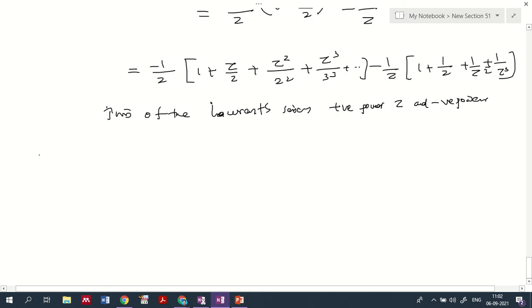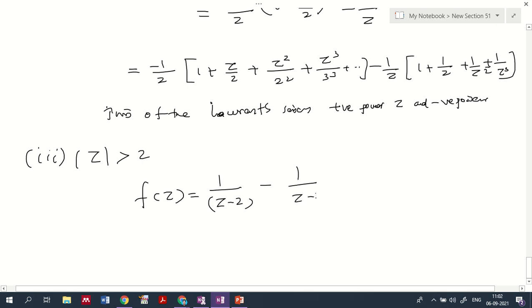Now let me examine the third case, that is mod z is greater than 2. So in that case f of z is equal to 1 by z minus 2 minus 1 by z minus 1. Now in this case mod z has the value greater than 2. So whenever you take it outside from the bracket, you have to take z outside from the bracket, that is z into 1 minus 2 by z. And again on the 1 by z minus 1 side also, here z has the value greater than 1, so you have to take z outside from the bracket, that is 1 minus 1 by z.